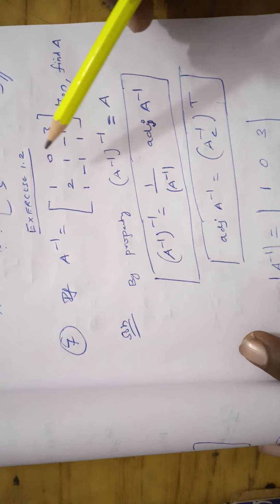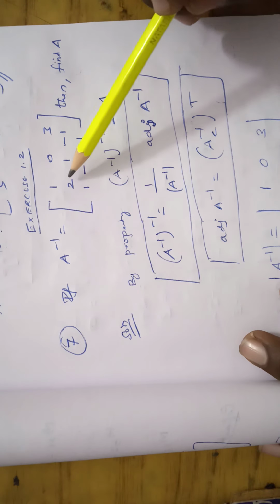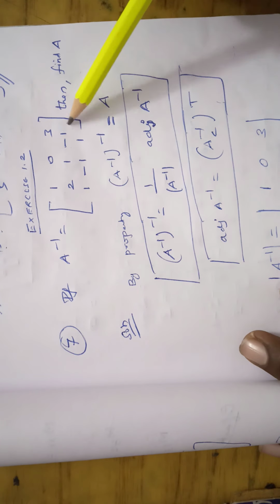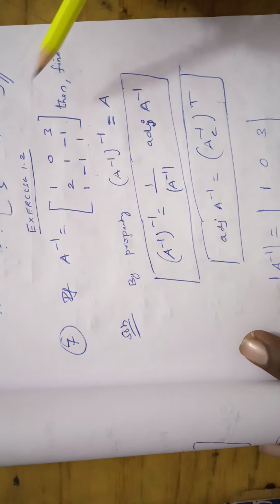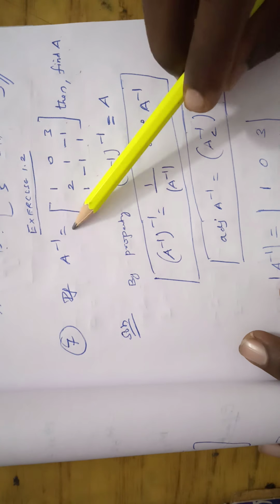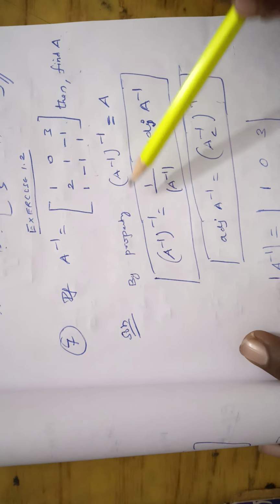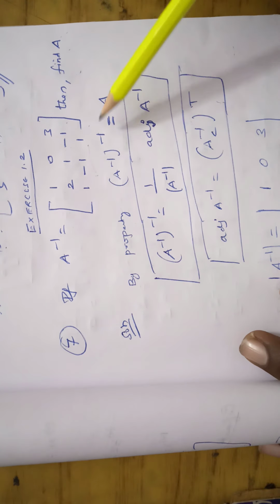Exercise 1.2, sum number 7. If A inverse equals the matrix [1 0 3; 2 1 -1; 1 -1 1], then find A. In this problem, A inverse is given, and we need to find A. By using the property that (A inverse) inverse equals A.